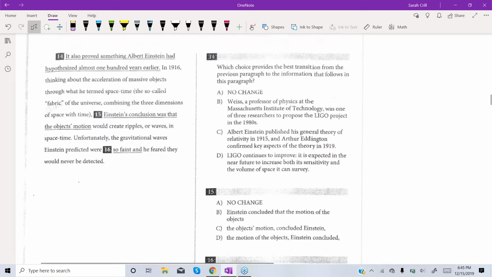Okay. So this portion says, give me 1 second. This says, it also proves something Albert Einstein had hypothesized almost 100 years earlier. Okay, so the question says, which choice provides the best transition from the previous paragraph to the information that follows in this paragraph?